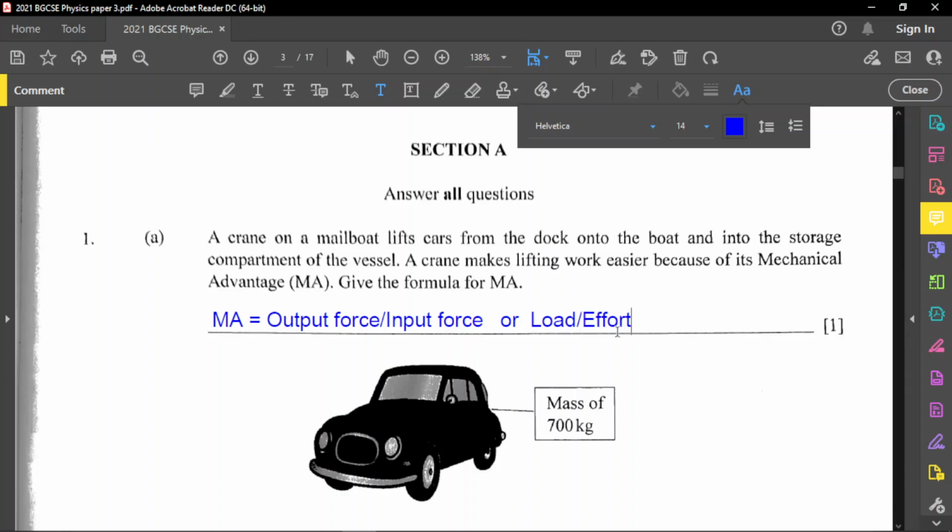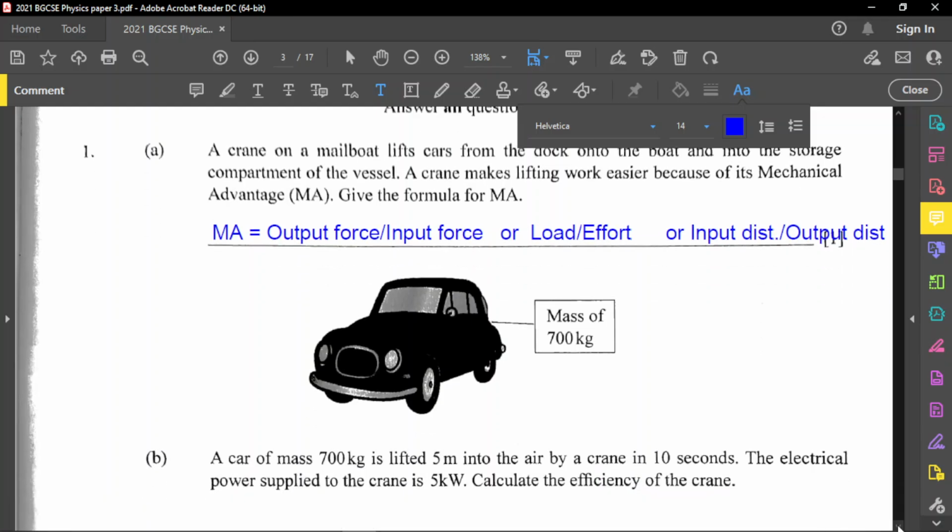Another formula that you can use to calculate mechanical advantage is the input distance, or the distance moved by the effort. So it can also be given as the input distance, which is the distance moved by the effort, divided by the output distance. So you have 3 different ways which you can actually write the formula for mechanical advantage. Let's go to the next part of the question.